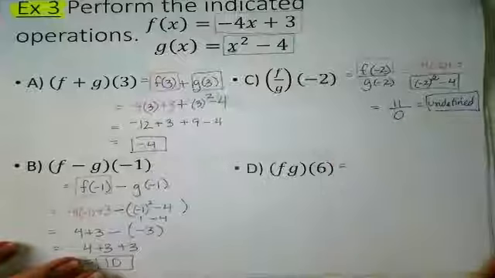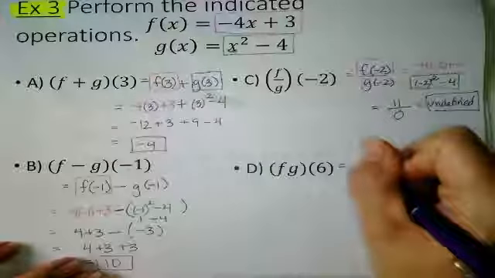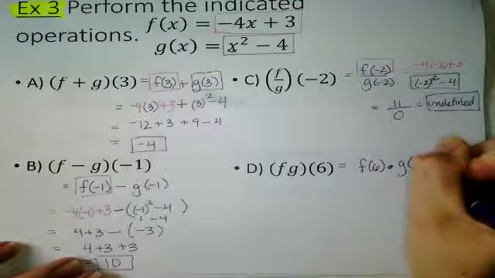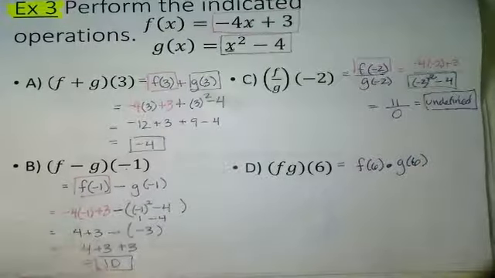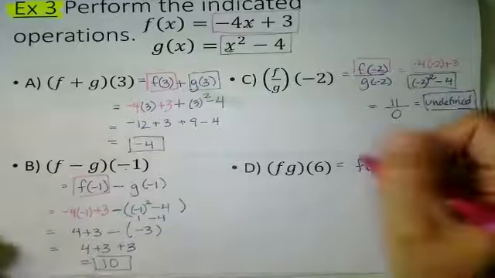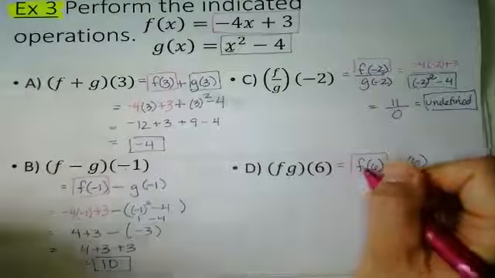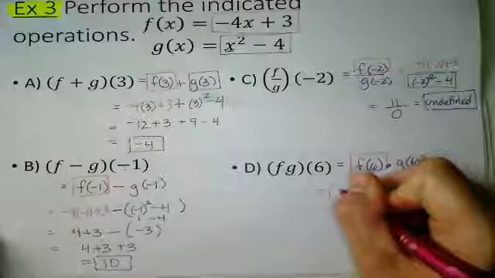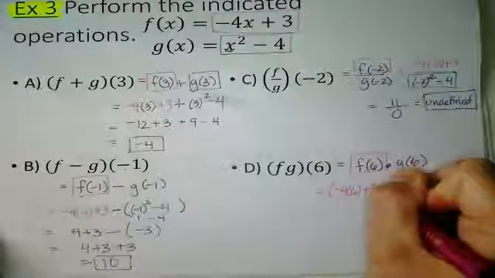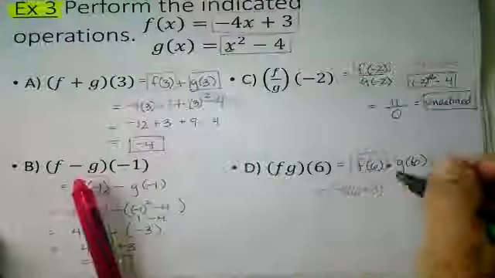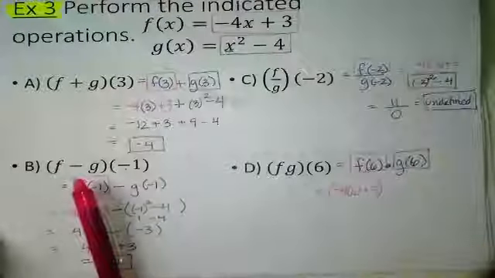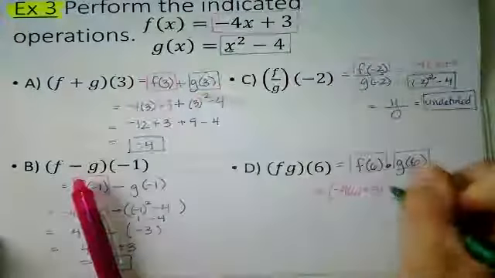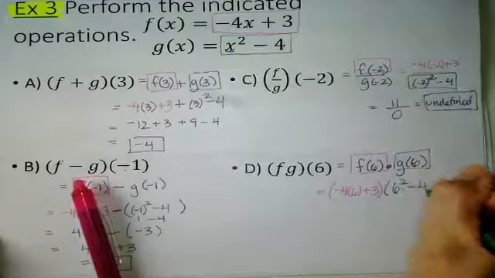All right, last and certainly not least, here we have f of -6 times g of, I'm sorry, not negative, f of 6 times g of 6. All right, so this says go to your f function in pink and plug in a 6. So that's going to be -4 times 6 plus 3. And then here we have g of 6. And so that says go to your g function and plug in a 6. So that's going to be 6 squared minus 4.